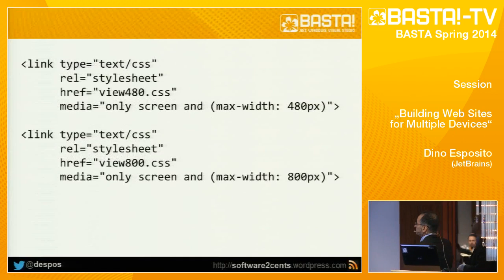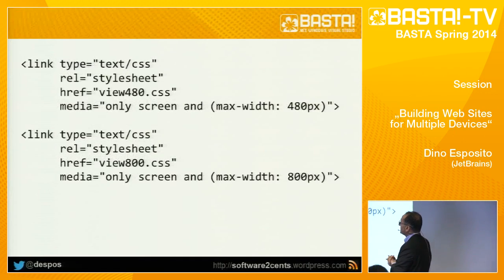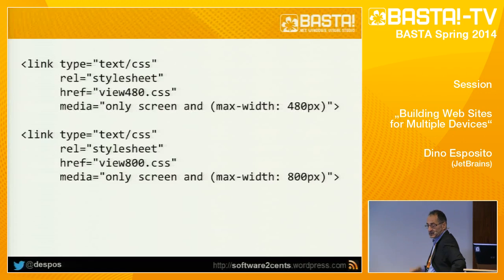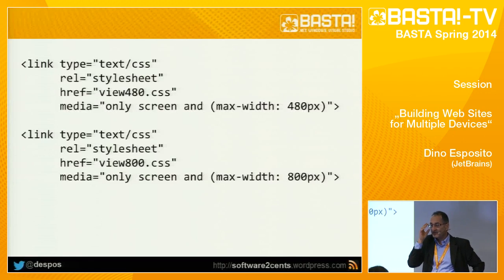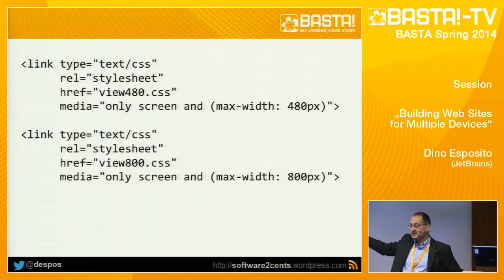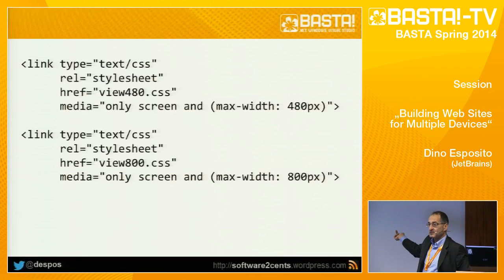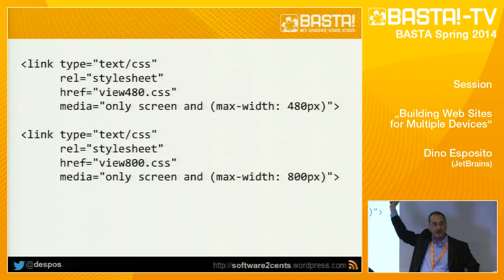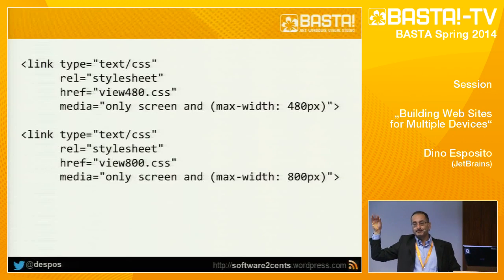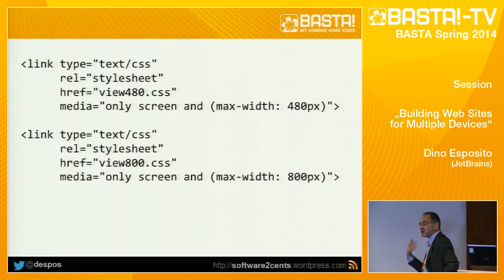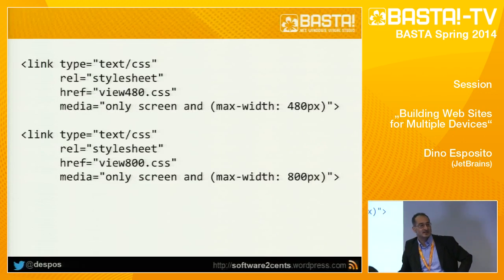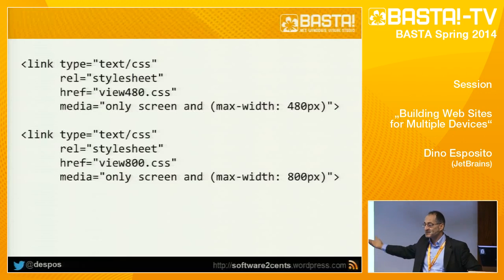This is an example of what the media Boolean expression looks like. In particular, the first indicates that we are going to use view480.css only when the page is being rendered for screen and the maximum width is 400 pixels. Max width is just one of those properties you can use that the browser understands. It's part of the standard syntax of CSS media queries.